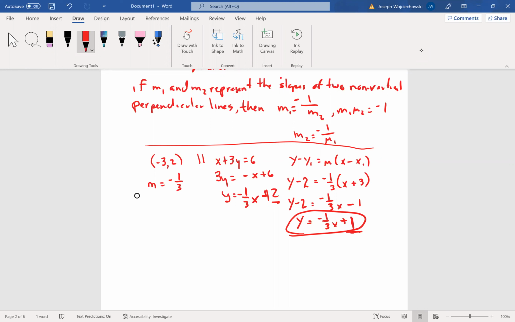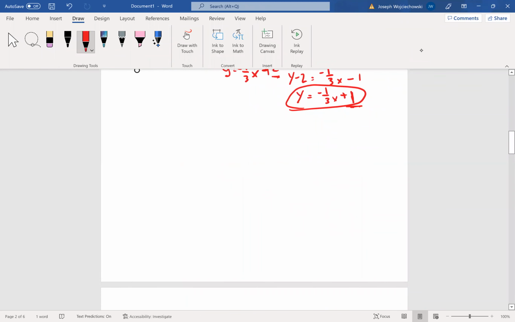Now let's look at perpendicular. Write an equation of a line passing through the point -8, -4, perpendicular to the line y equals 1/6 x plus 3. So my slope of this line is simply 1/6. So the slope of my perpendicular line is -6.